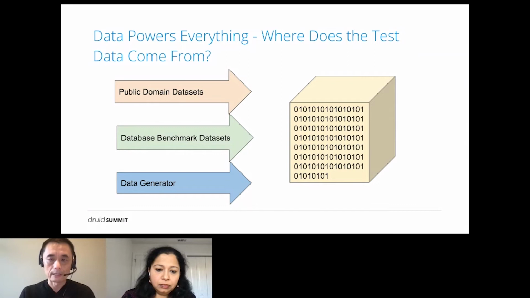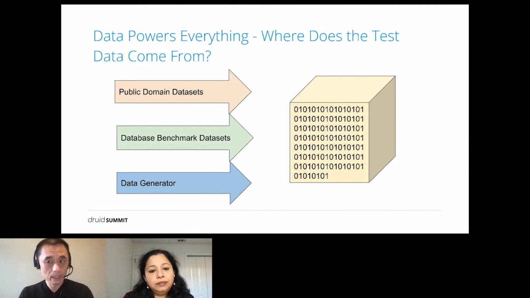So these are the three main sources that we get our test data from. First, public domain data sets. A lot of data sets are available to the public. Thanks to our tax money, the government put a lot of data out there. Anybody can download them. I can give you two examples.